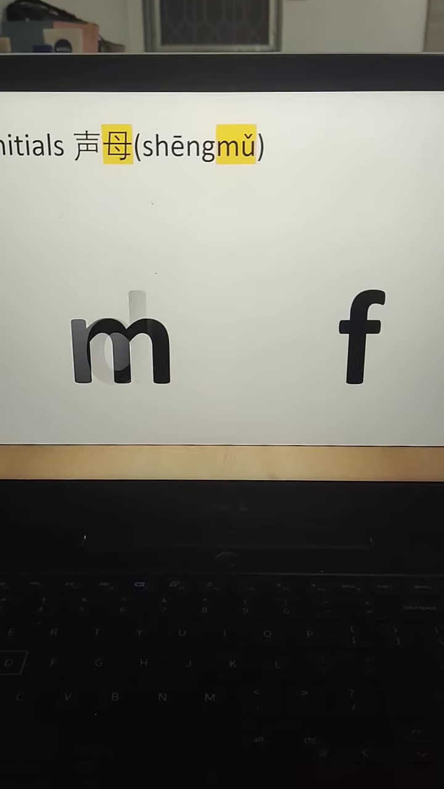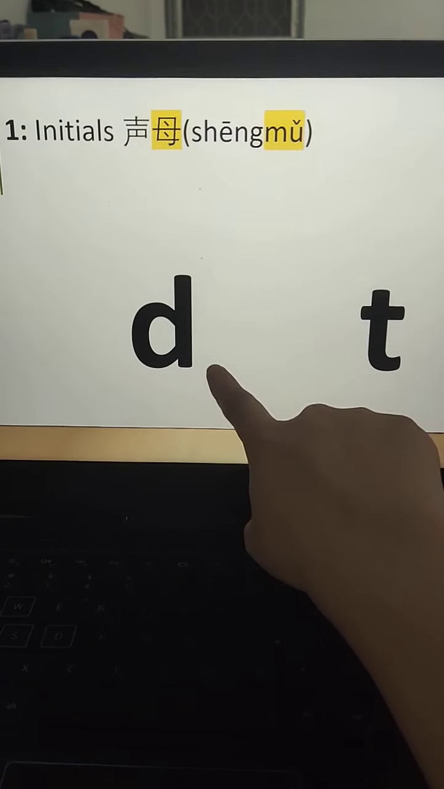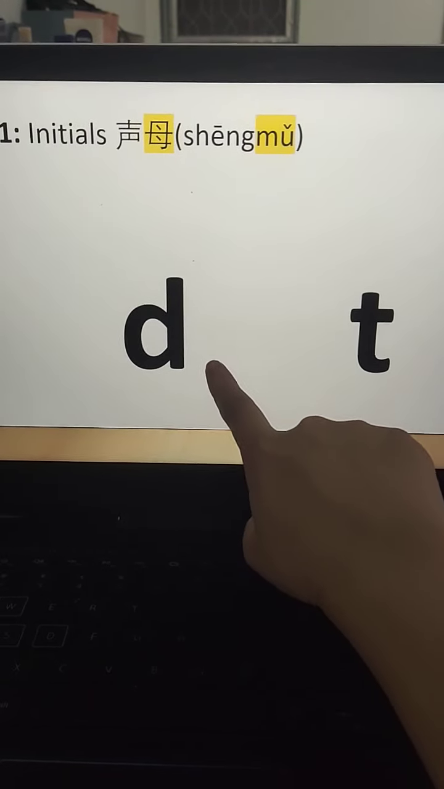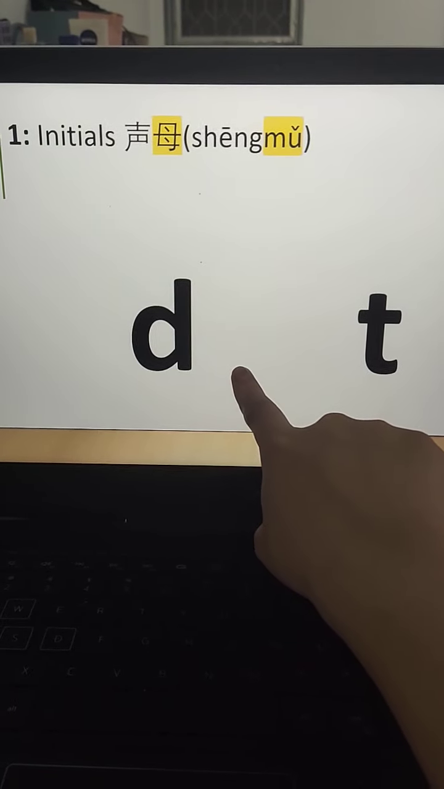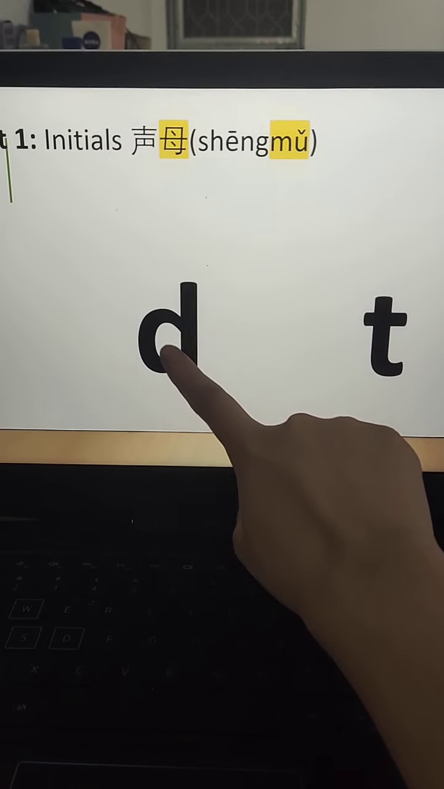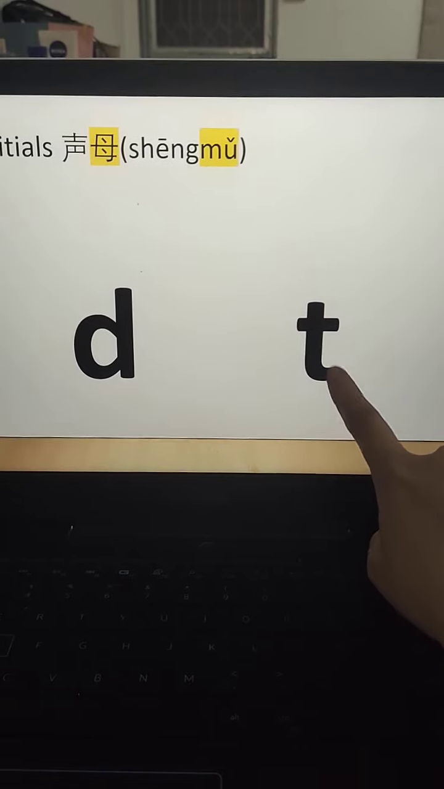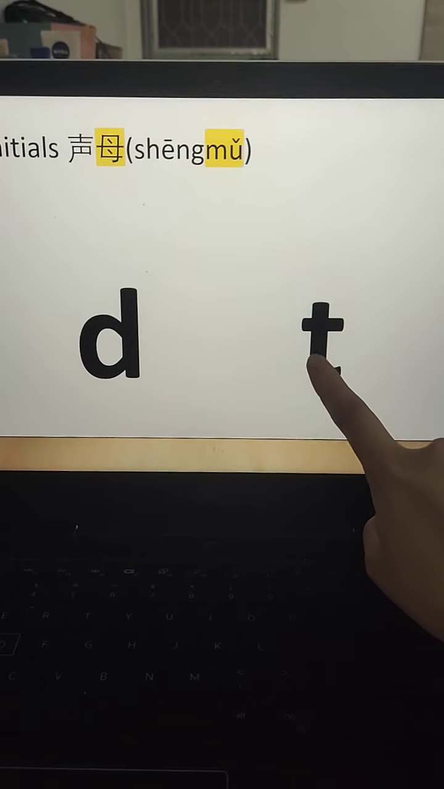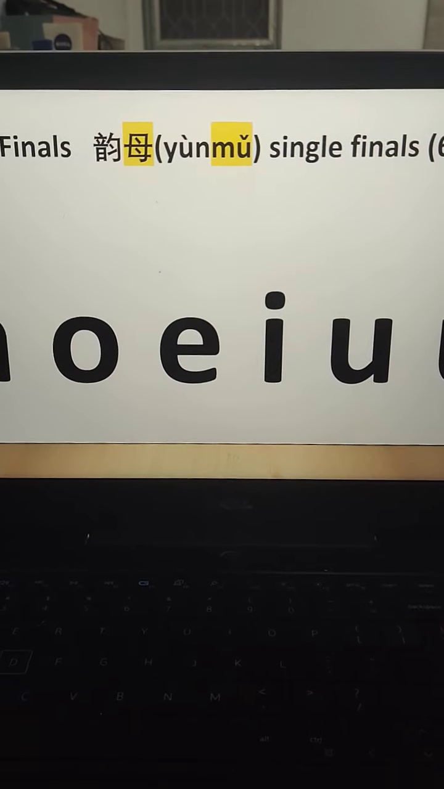How about this one? This is also the same with English. D, t, right? So we put e after this one to make it sound loudly. De. How about this one? Te. Okay, very good. Now let's continue.